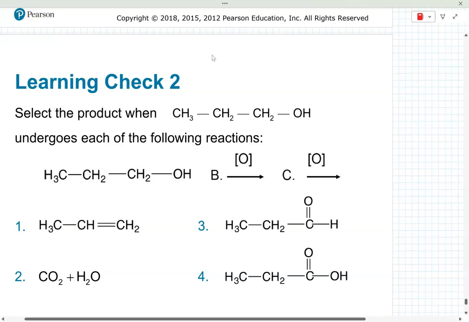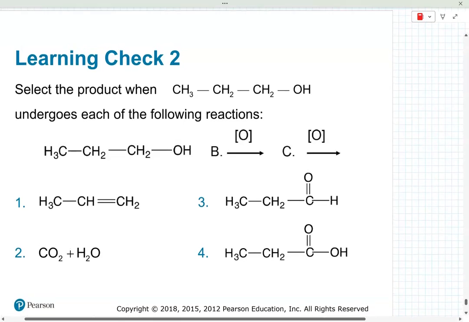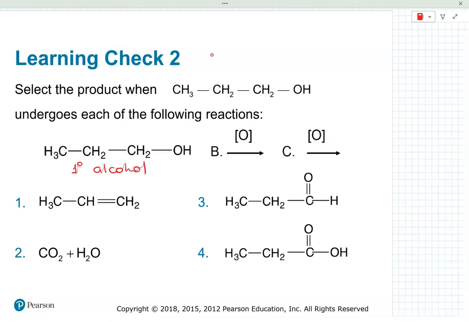So what will be the product of reaction B when you oxidize this molecule? Okay, primary or secondary alcohol? Primary alcohols are oxidized to what? Aldehyde. And aldehydes are oxidized to carboxylic acids. Okay? Does that make sense?